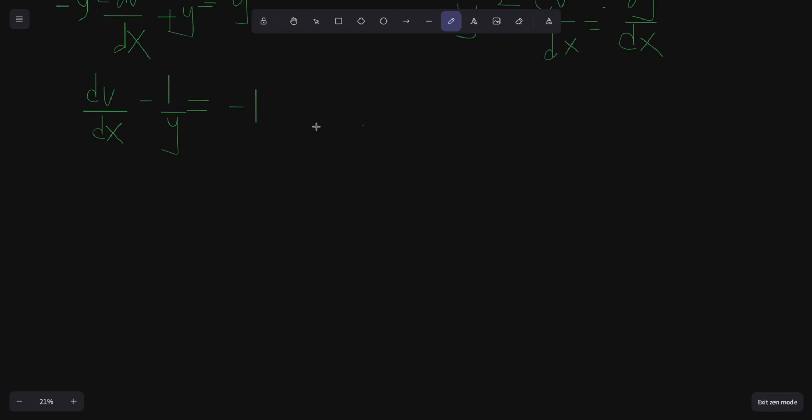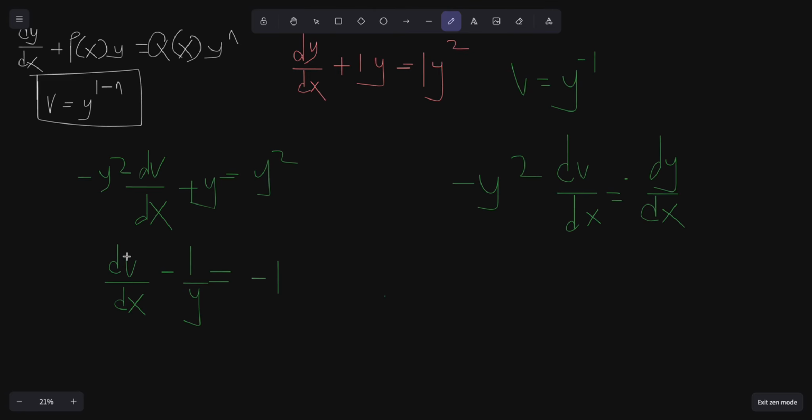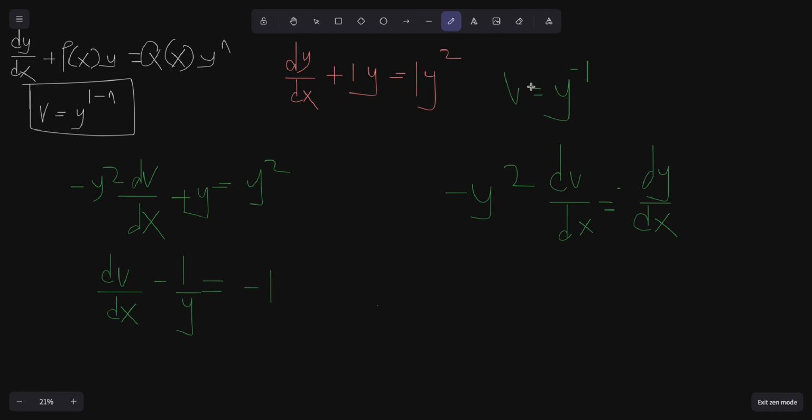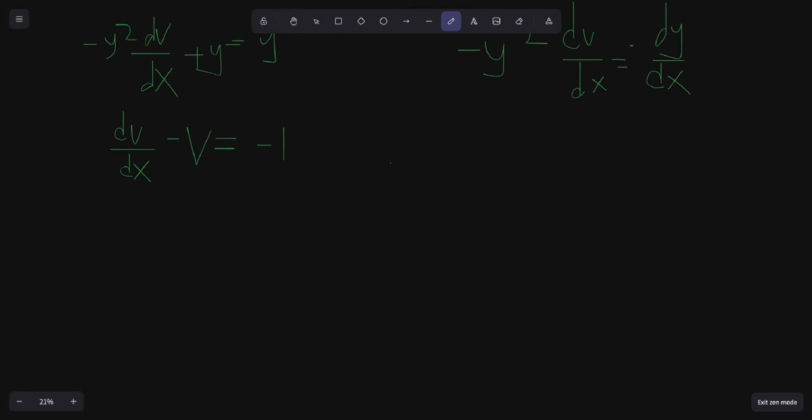Sorry, one more thing we have to do is get everything in terms of v's and x's. We want to get rid of this y. Recall that v was equal to y to the negative first power, so we can sub in v for this term. Sorry about that. Just a reminder that when you're doing v sub, you want to get rid of all the y's. You want all the x's and all the v's. All right, that's what you want.